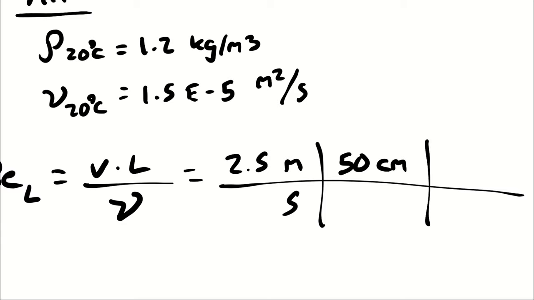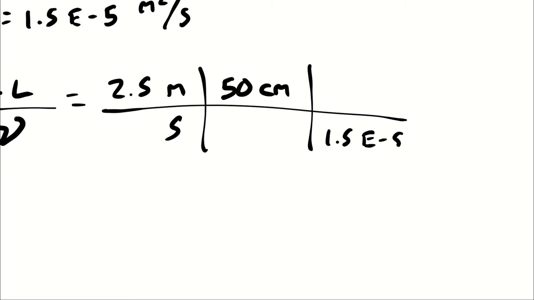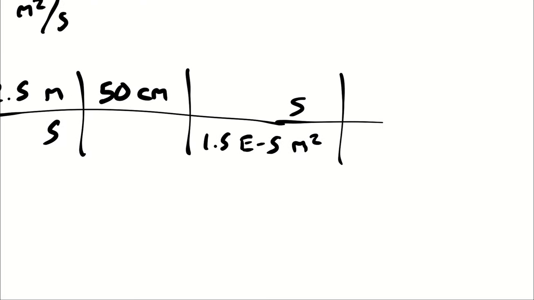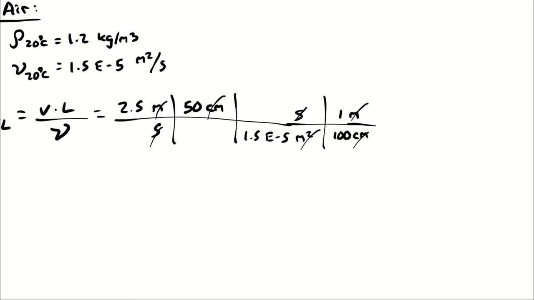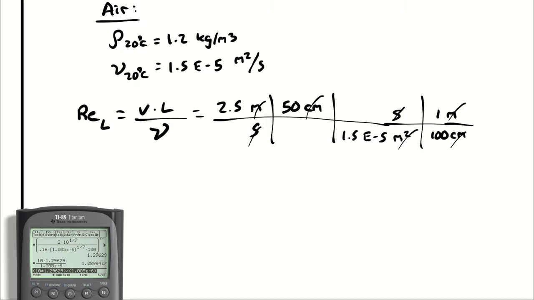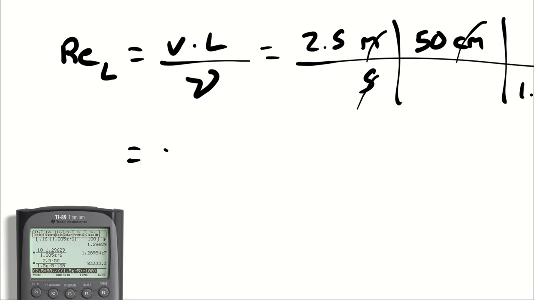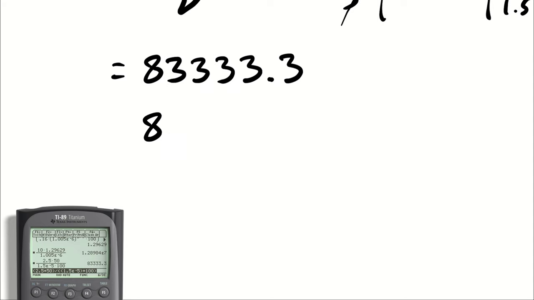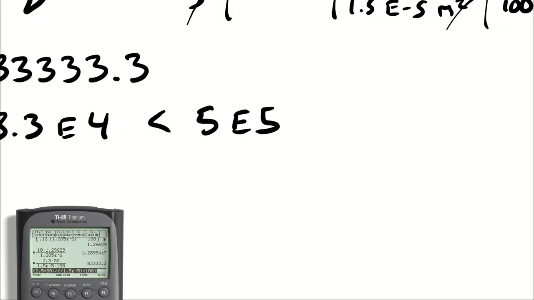And then for air, my kinematic viscosity is going to be 1.5 times 10 to the negative fifth. And then to get the meter squared and the meters and centimeters to cancel, I need to convert 100 centimeters to meters. So my Reynolds number for the air flowing over the plate at the end of the plate is going to be 2.5 times 50 divided by 1.5 times 10 to the negative fifth times 100. And we get a Reynolds number of 8333, which is 8.3 times 10 to the fourth. That's less than 5E5, which means I have laminar flow.